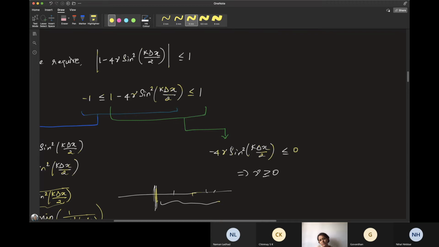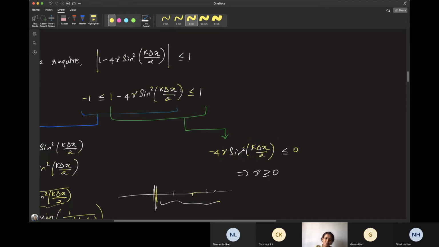So delta t is always positive, delta x squared is positive, and alpha is the heat diffusion coefficient, that is always positive. So this is always positive, and 4 is also always positive. So this whole term, all of them are positive. And you have a negative sign here, so this always is going to be less than or equal to 0. So this is naturally satisfied.